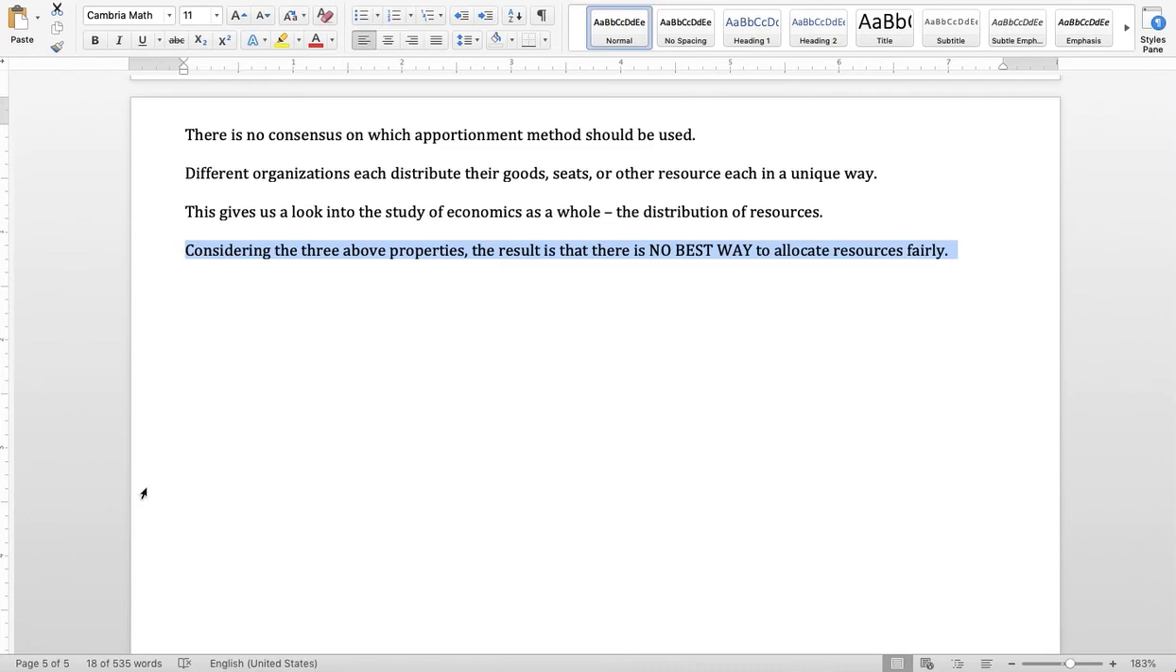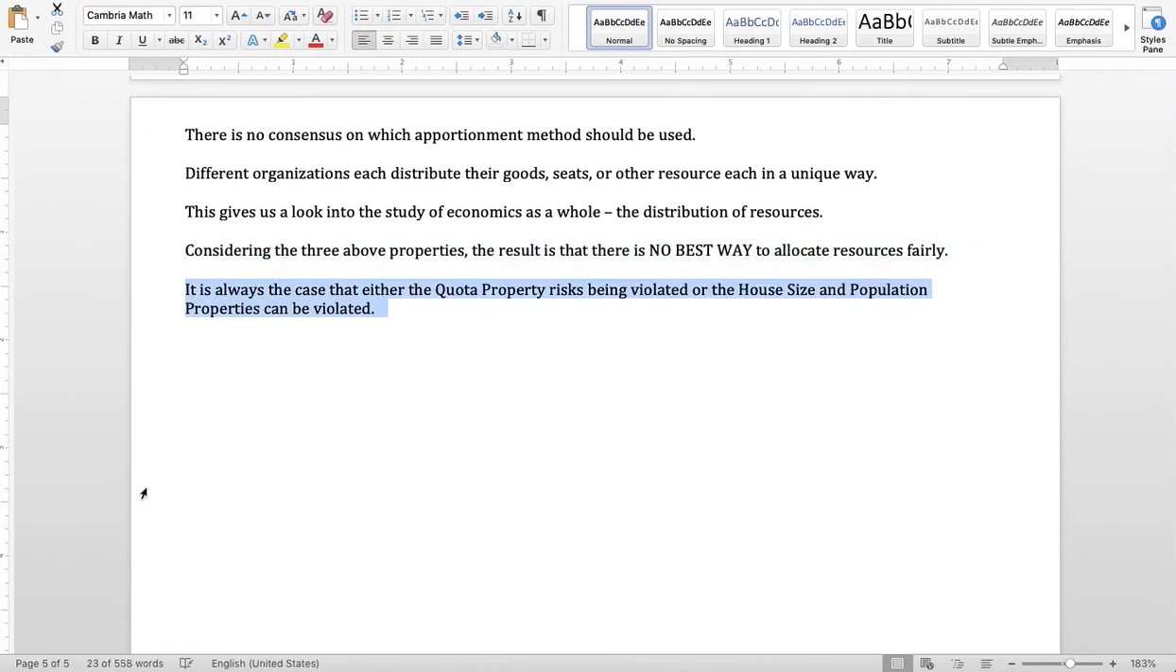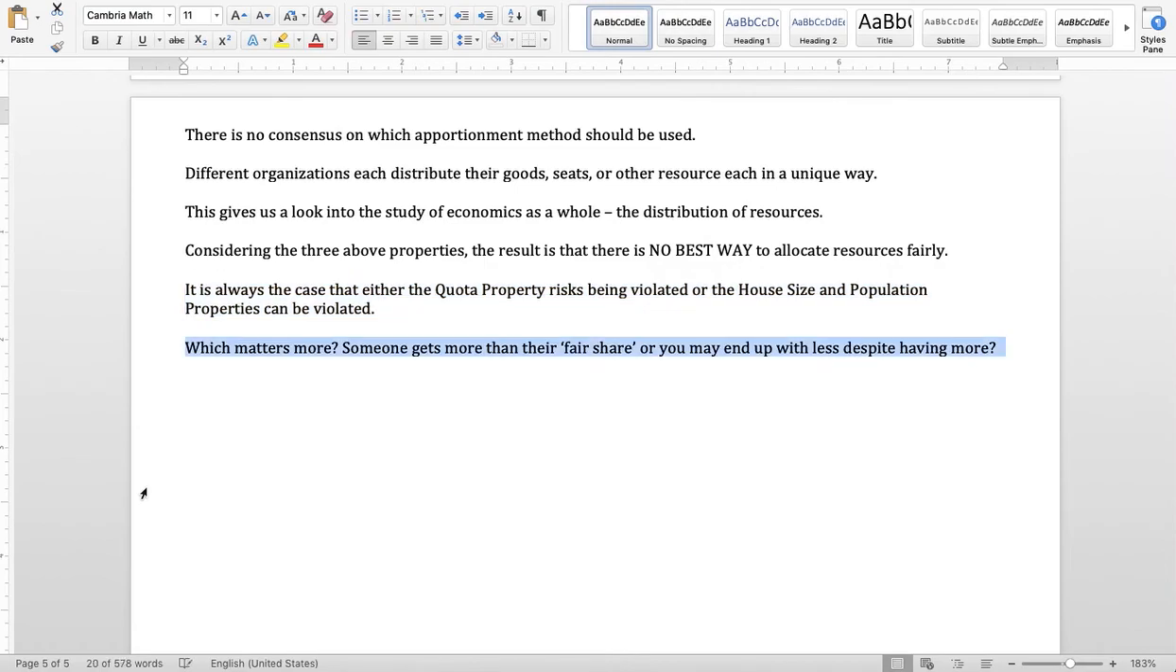Nothing will actually hit all three of those properties together. There is no best way to allocate those resources fairly. So either the quota property is violated or the other two can be violated. It's up to you. Which one matters more? Do you get your fair share, or does somebody end up with less despite having more? It's kind of a paradox.